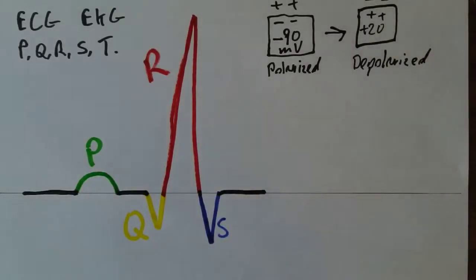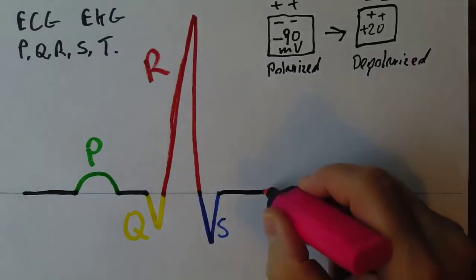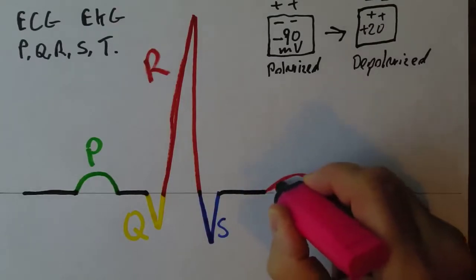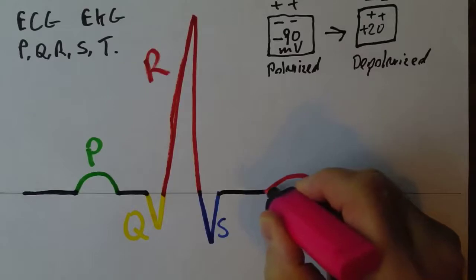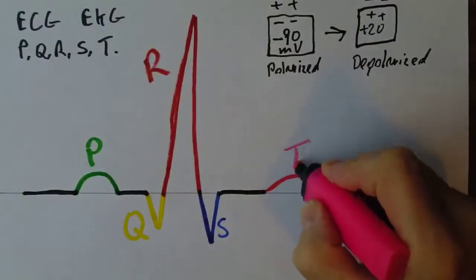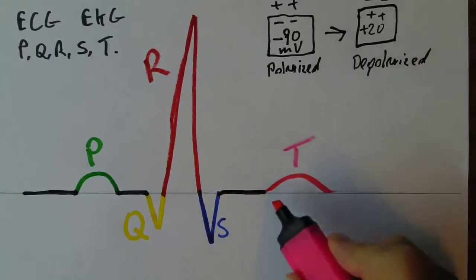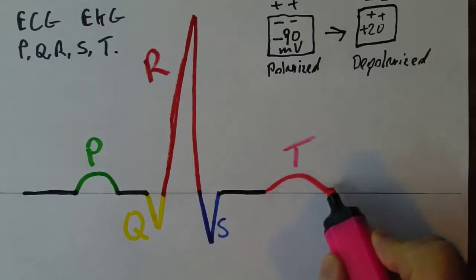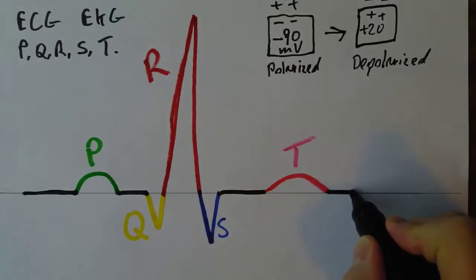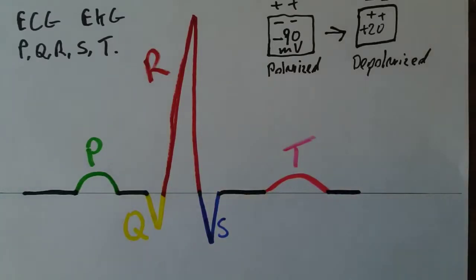And then we have the final wave. Well, we normally count it as the final wave, which is the T wave. So P, Q, R, S and T. And again, we notice the T wave is the upward deflection and the downward deflection. That's what counts as the T wave. And then we have some more isoelectric line prior to the next P wave.